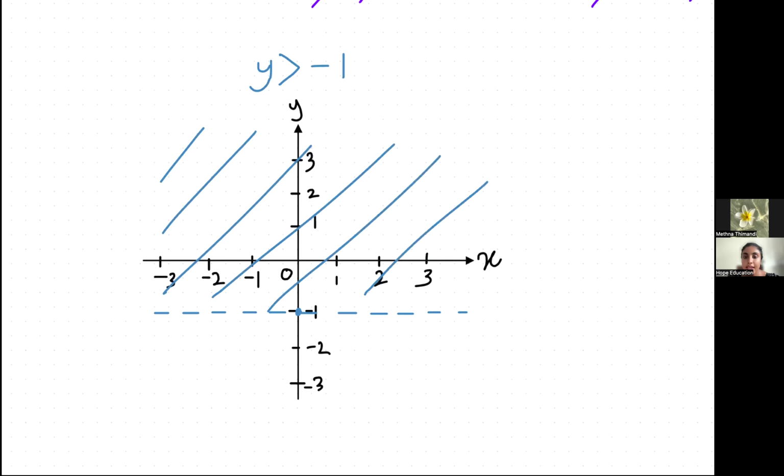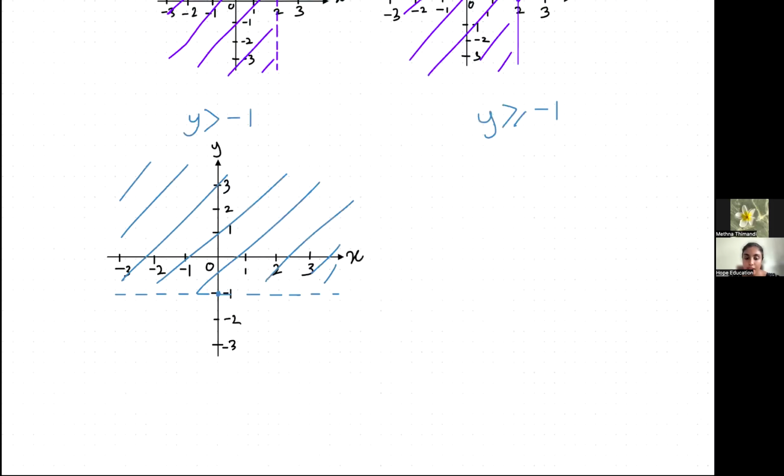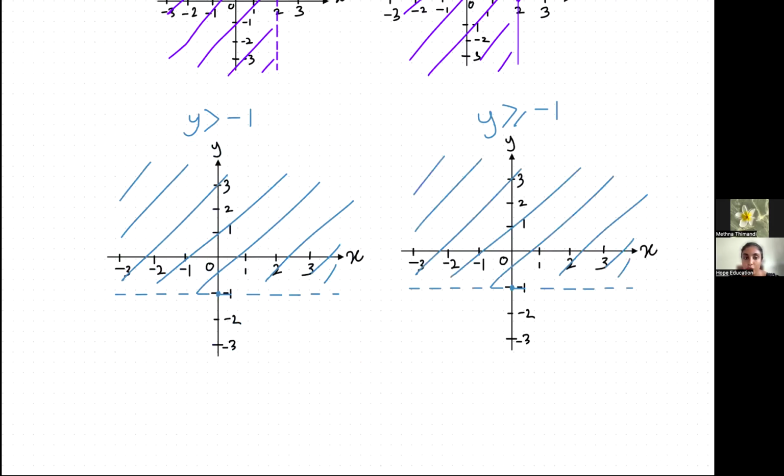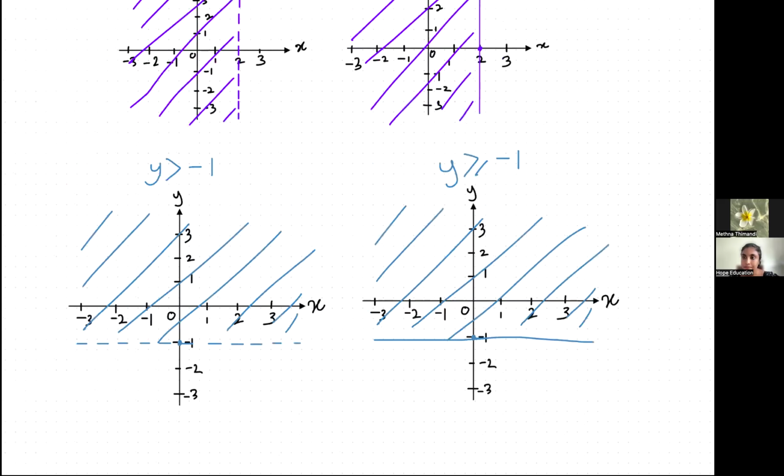Then if I say y is greater than or equal to -1, you draw the same thing. The only difference is that here you do not draw a dashed line, you draw a proper line. Right? You draw a proper line here, and shade the region above it. Metta, is this clear to you?